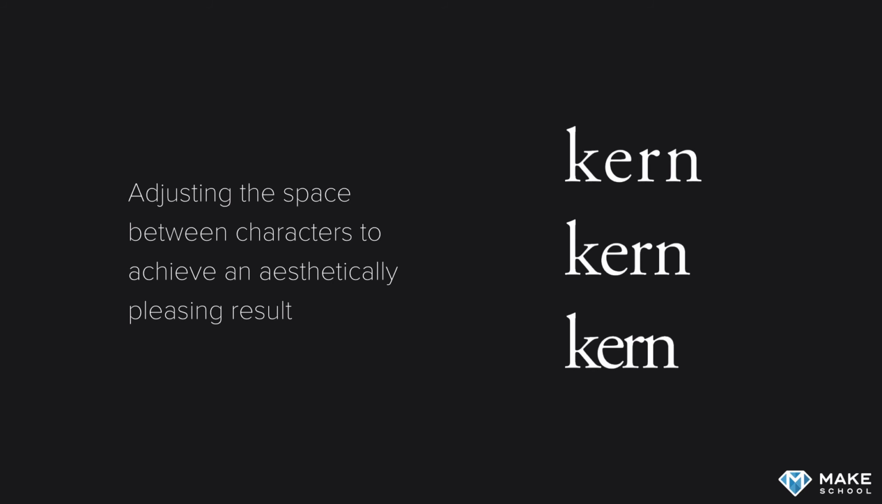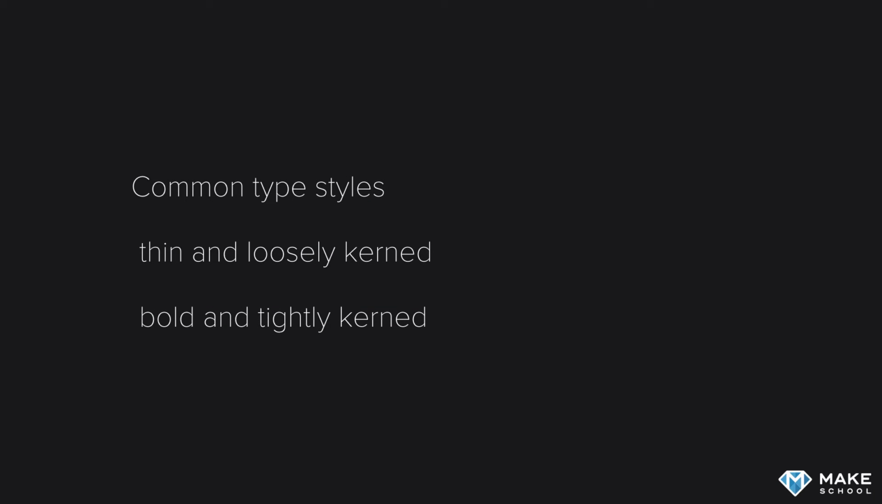There's two forms for logos that are quite common: thin text and loosely kerned, and bold text and tightly kerned. Standard font weights at their normal kerning don't tend to make great logos. It looks too much like body text. Bold text tightly kerned is the most common form.